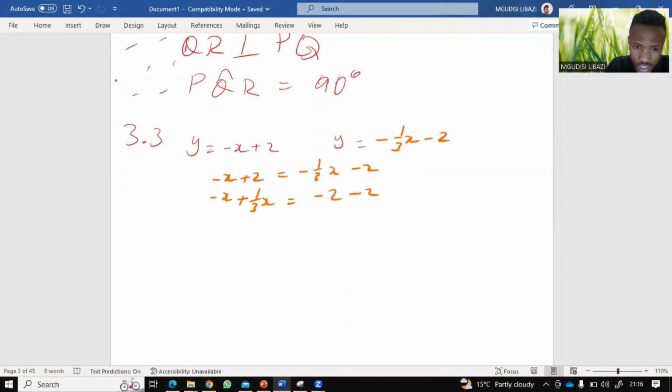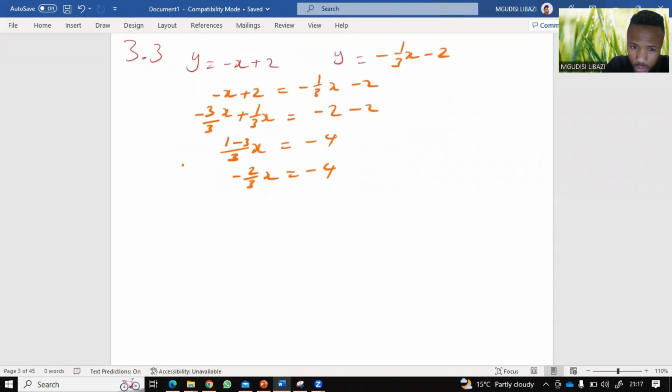We know that this negative 1 should be negative 3 over 3, which gives us negative 1. And then negative 3 over 3 plus 1 over 3, we're just going to have 1 minus 3 all over 3 x is equal to negative 4. That means here we're going to have negative 2 over 3 x, which is equal to negative 4. So now to make x the subject of the formula, we can multiply both sides by negative 3 over 2.